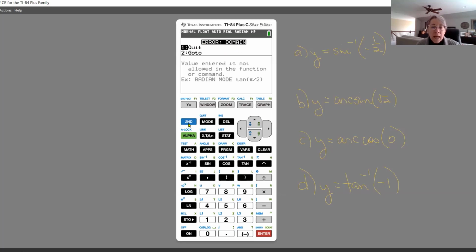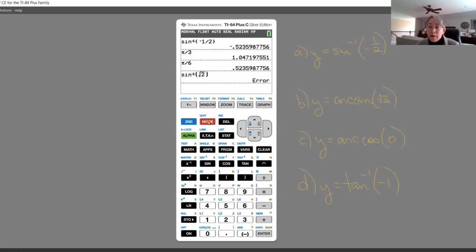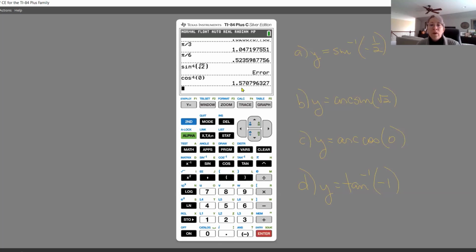So we can go back and just say, hey, it was too big. All right. Now for this third one, y equals arc cosine of 0. Again, we do second function cosine to get the inverse. Plug in 0, and it gives us 1.57. And again, we're not quite sure if we were correct, but we'll try it. We'll do pi divided by 2, see if we get the same number, and we do, so we were correct.